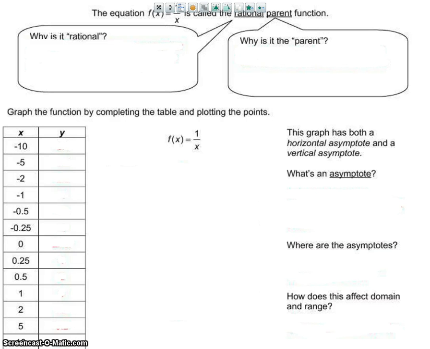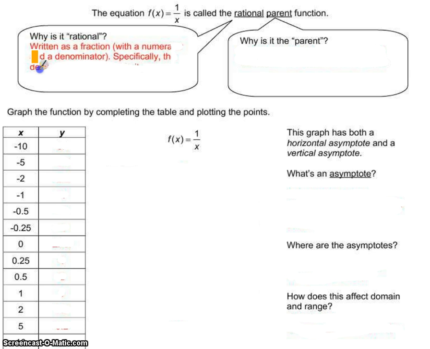Okay, class, what we're going to be doing today is asking: is your parent a rational function? So first we want to say, why is it rational? If I look at f of x equals 1 over x, this is called a rational parent function because you have a ratio, which is a fraction. It's written as a fraction with a numerator and a denominator, specifically the denominator has an x in it. Make sure you understand that the denominator has to have an x. So go ahead and copy this down.